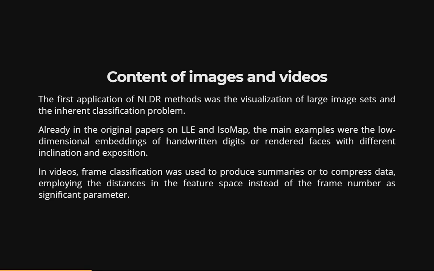For example, for videos, one can classify frames, so run our algorithms on the frames of the video, and use the parameter space that ISOMAP, LLE, whatever, create in order to compute distances between frames and produce summaries of the video or compression algorithms for the video, using these distances instead of the frame number for proximity. It worked.